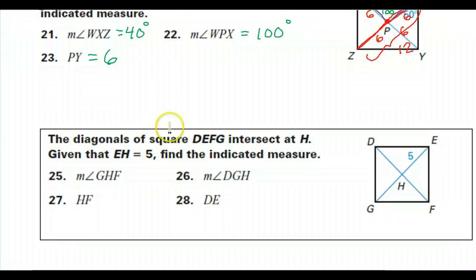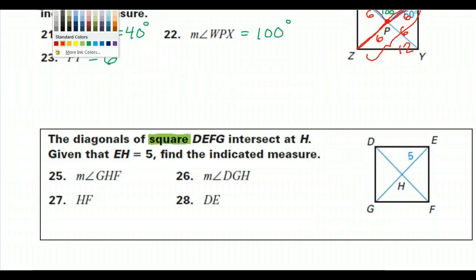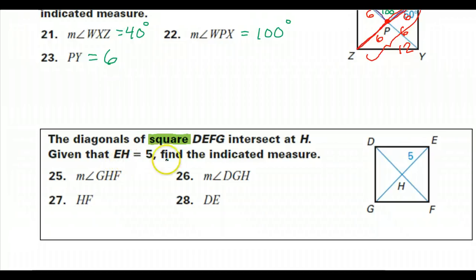Square DEFG. This is a square, and the diagonals are what they are. So, given that EH is 5, this is a square, so that means it's a rectangle, so the diagonals are congruent. So all these little pieces are 5. That's going to be good to know. Also, this is a rhombus, so that means this is 90 degrees in here. Every square is also a rhombus.